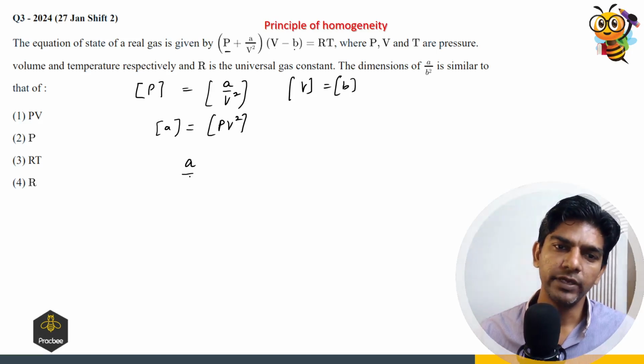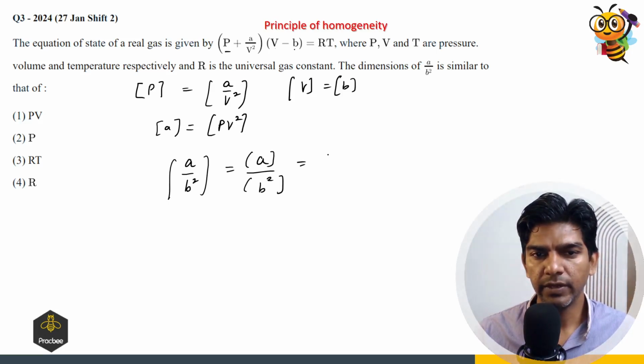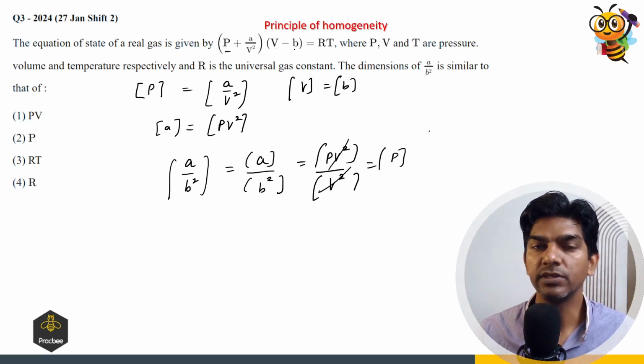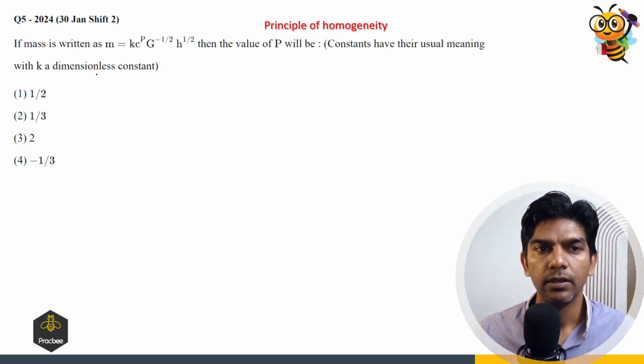So if I want to find the dimension of a by b square, it will be the dimension of a divided by the dimension of b square. And a has the same dimension as PV square, and b square will be nothing but V square. So this V square will get cancelled out. So we can say the dimension of a by b square is the same as the dimension of pressure. So option 2 is the right answer.